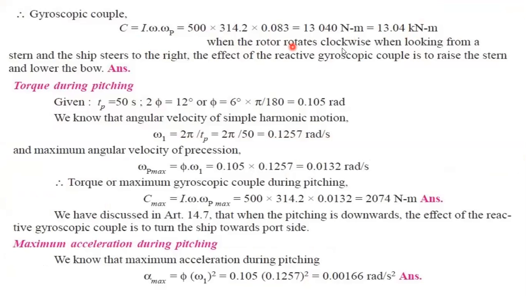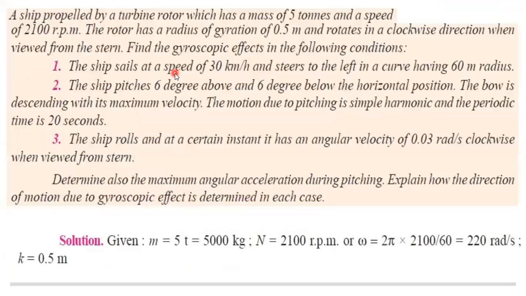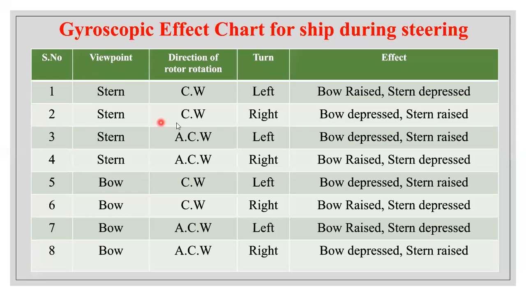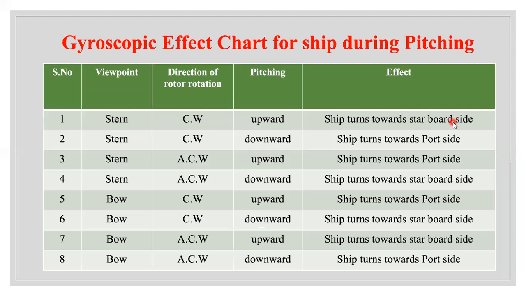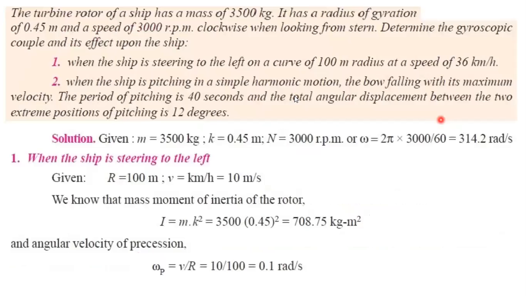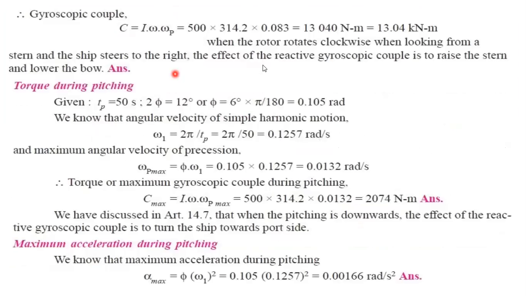When the rotor rotates clockwise looking from the stern, and the ship turns right, go back to the tabular column. Stern, clockwise, right direction: so the bow is depressed and the stern is raised. The effect of the reactive gyroscopic couple is to raise the stern and lower the bow, as we saw from the tabular column.